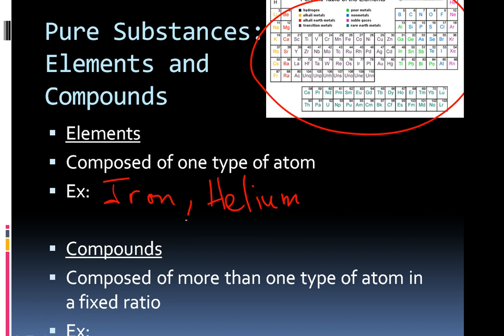Now a compound has more than one type of atom in a fixed ratio. An example there would be water. In water, we have 2 parts hydrogen to 1 part oxygen, so a 2-to-1 ratio. We could also have something like potassium sulfate. Here we have 3 types of atoms, and here we have a 2-to-1-to-4 ratio. So they all come in fixed ratios, and they're composed of more than one element. We can tell that because there's more than one capitalized letter in those formulas.